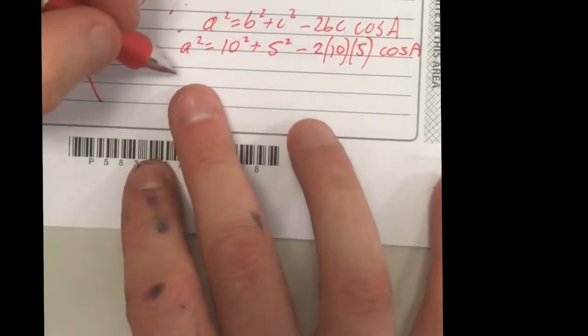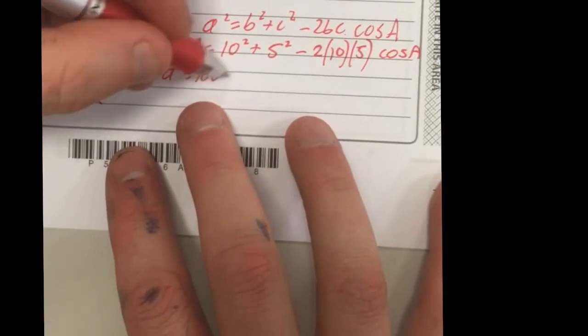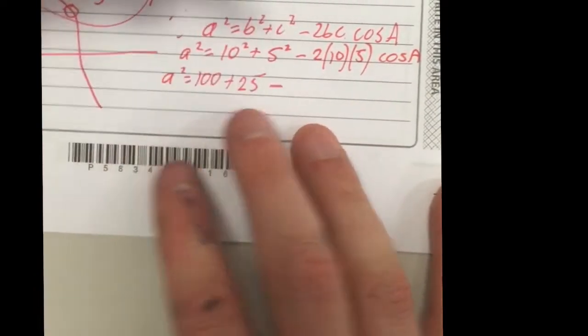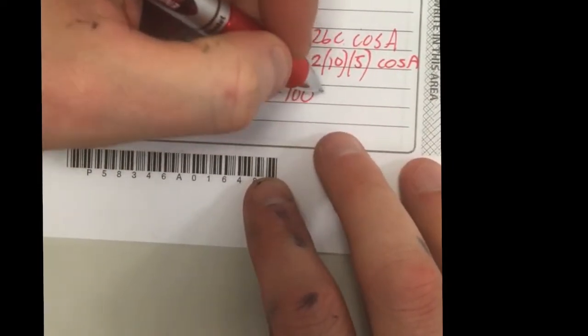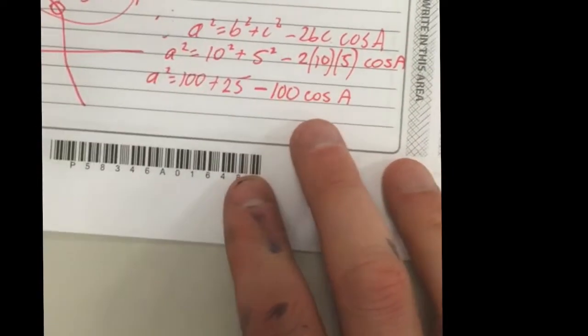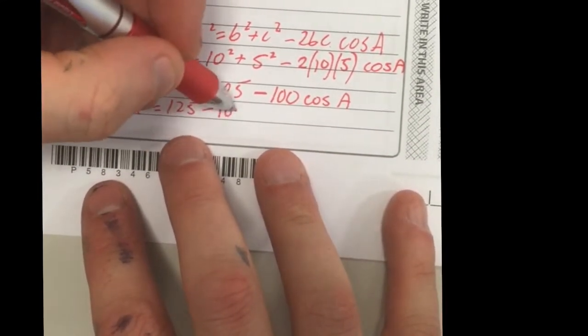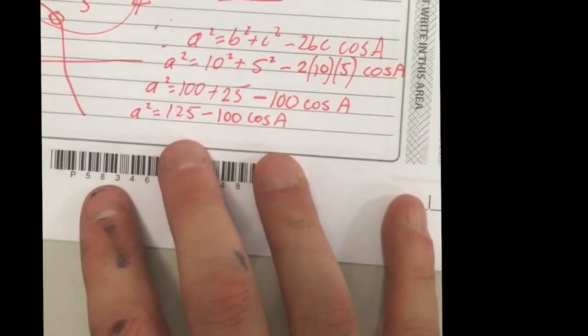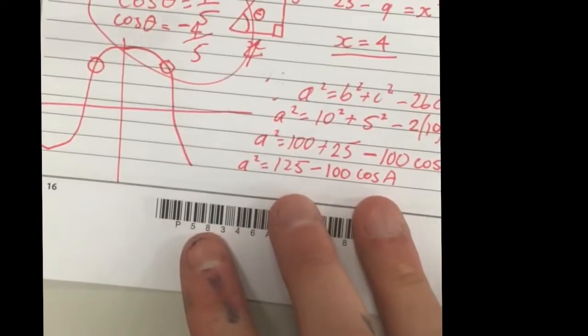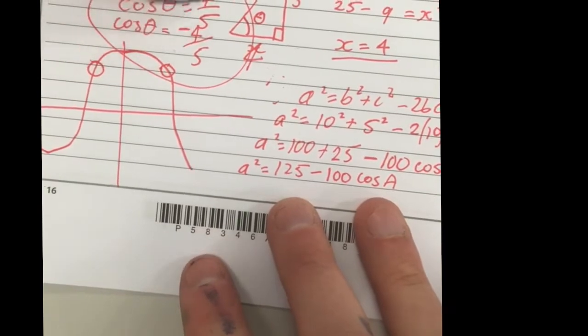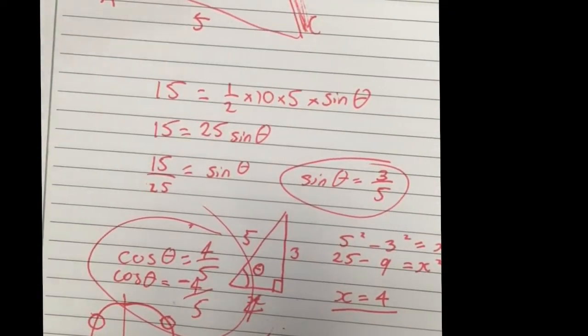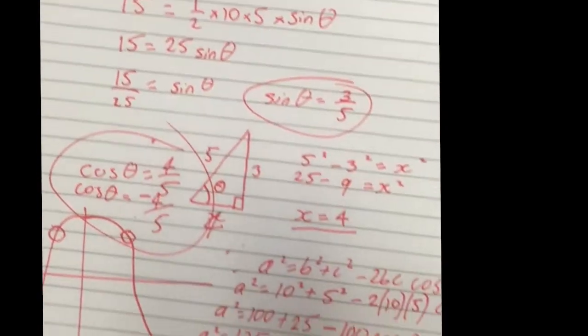Cool, so if we do this, a squared equals 100 plus 25 minus 100 cos A. So we get a squared equals 125 minus 100 cos A. Okay, now we've got to think about whether it's going to be 4/5 or minus 4/5. I guess we could just try it with both for the process of this. You might be able to work out which one it has to be, but we are told it's the longest side of the triangle. So if we do both, we pick the one that gives us the longest length.